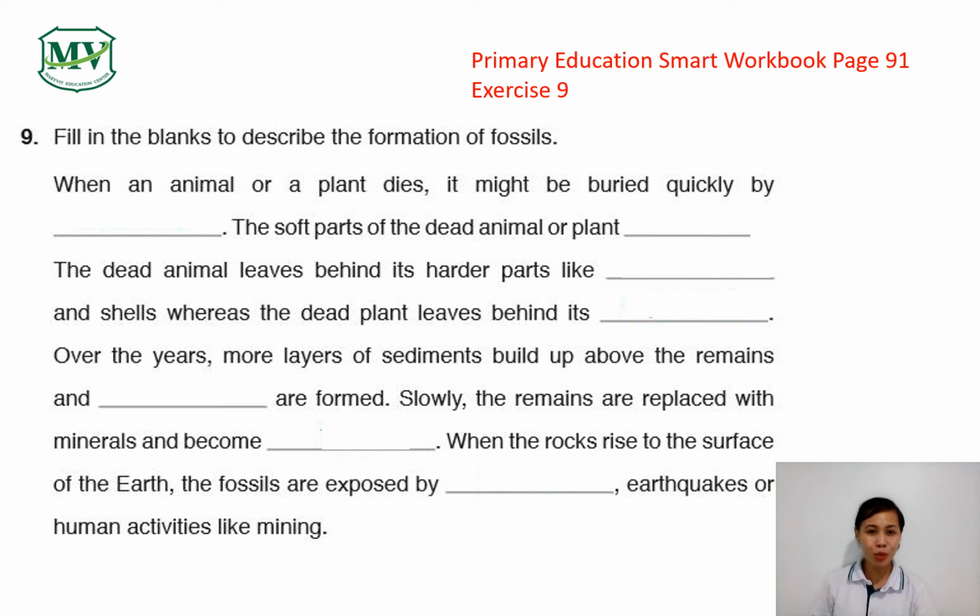The dead animal leaves behind its harder parts like blank and shells, whereas the dead plant leaves behind its blank. Over the years, more layers of sediments build up above the remains and blank are formed. Slowly, the remains are replaced with minerals and become blank. When the rocks rise to the surface of the earth, the fossils are exposed by blank, earthquakes, or human activities like mining.